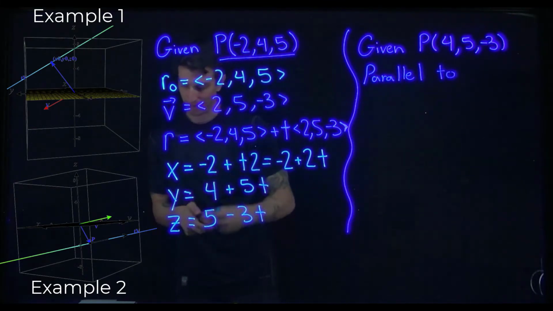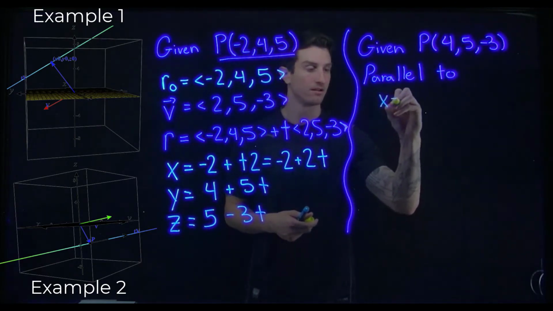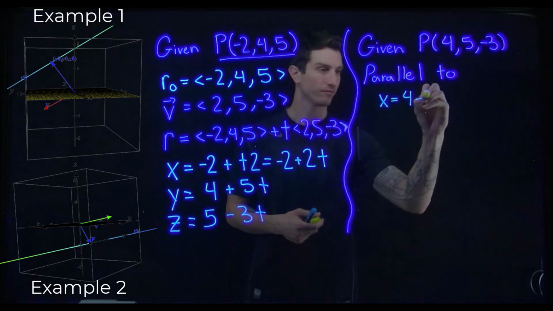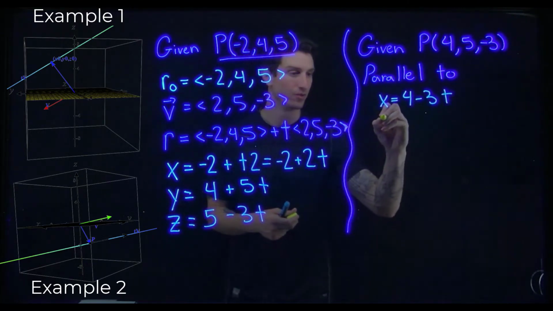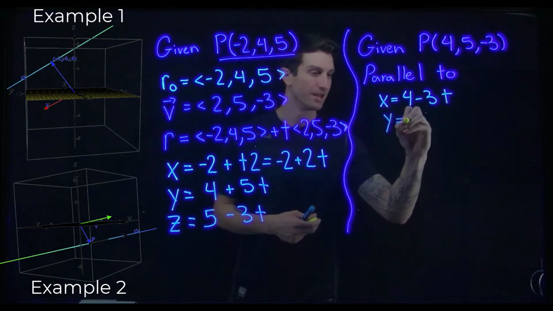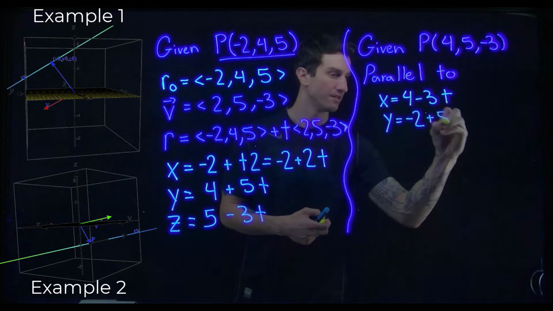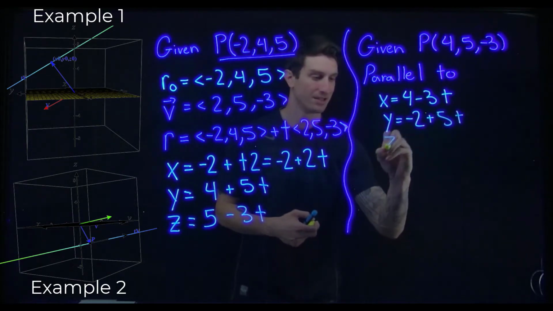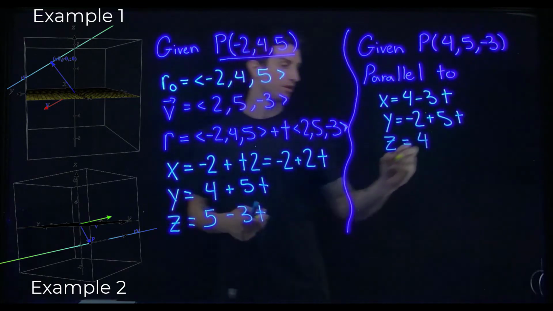So parallel to, and let's write out the following set. We have x is equal to 4 minus 3t. The next one, y is equal to -2 plus 5t, and we'll say z is equal to 4 plus t.